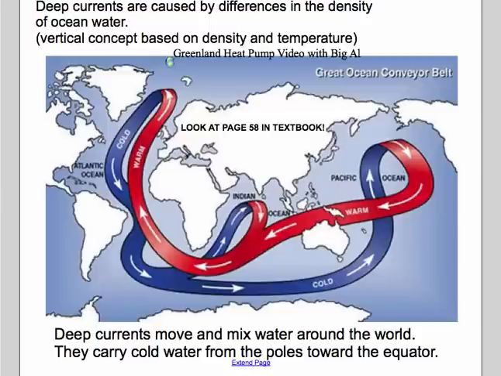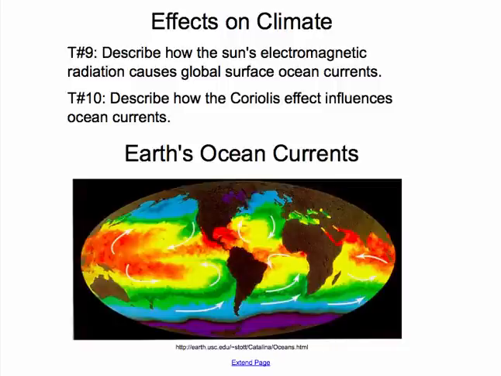So that's about it for our ocean currents. Hopefully you've been able to figure out these two targets. Go back and watch the video again and see if you can find the answers to those questions if you haven't already. All right, ocean currents, some pretty important stuff.